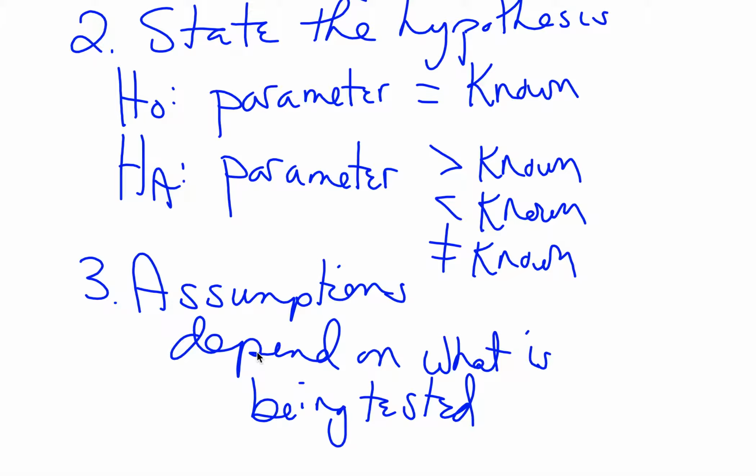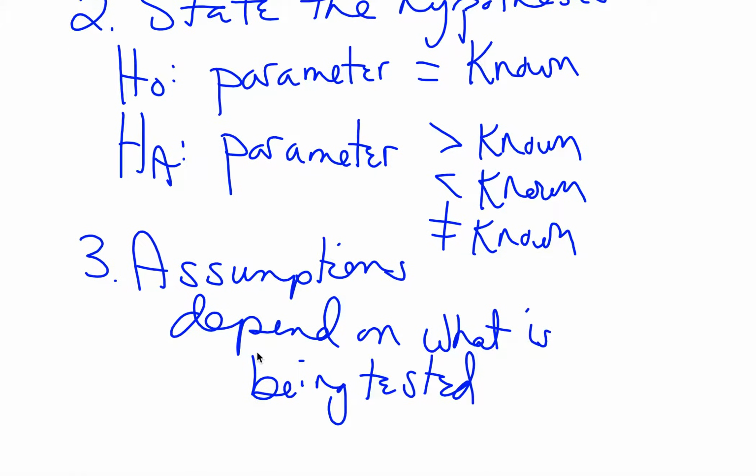If they're not valid, then this test isn't valid. So if they're not true and checked, then you can't say that the conclusions of your hypothesis test are valid. So you want to go through those and check on those. Again, they depend on what your parameter is.